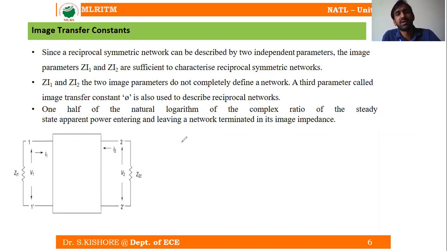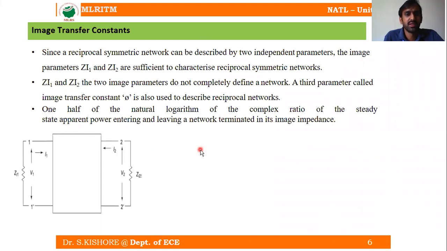Entering and leaving a network in its image impedance. This is going to be defined the same way: Zi1 and Zi2 are defined only from looking into each of the ports individually, by considering the other port as being terminated with its impedance. Now we can write the expression using the definition of the natural logarithm.